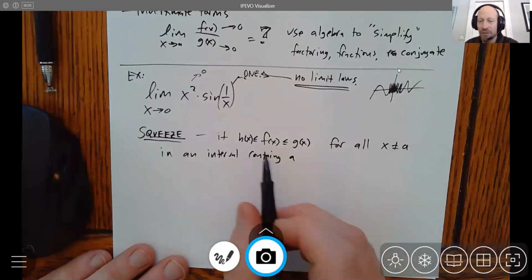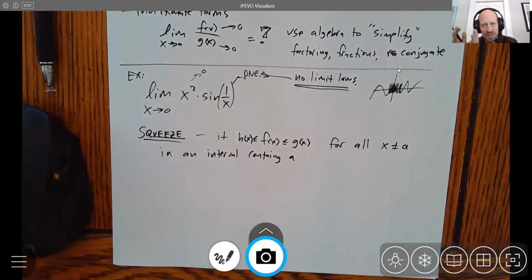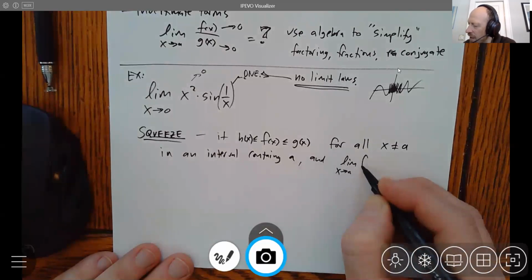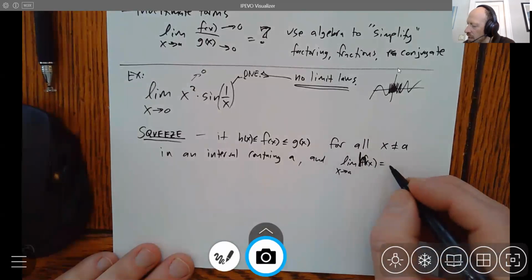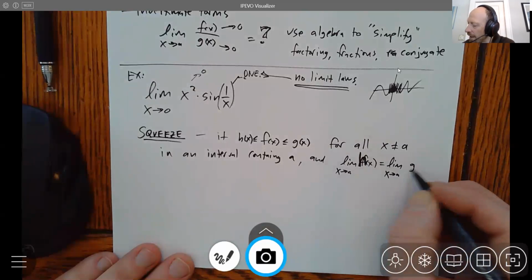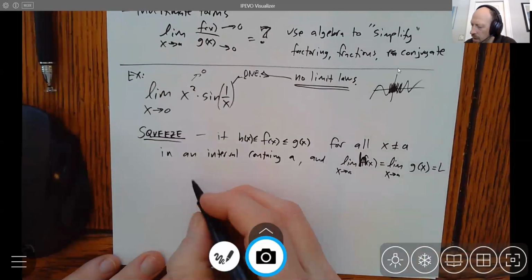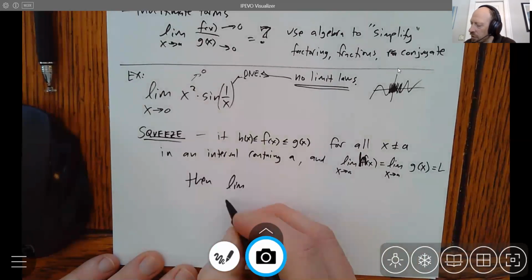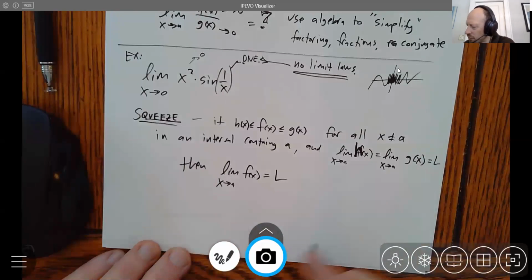Okay, so if we have this function f of x that's trapped between h of x and g of x, everywhere right around a, though not necessarily at a, and if the limit as x goes to a of h of x equals the limit as x goes to a of g of x, so the two functions that f is trapped between both have limits going towards the same thing, call that L, then, this is the conclusion part, if you can show all of that is true, then you know the limit as x goes to a of f of x also has to equal L. That's called the squeeze or the sandwich theorem.